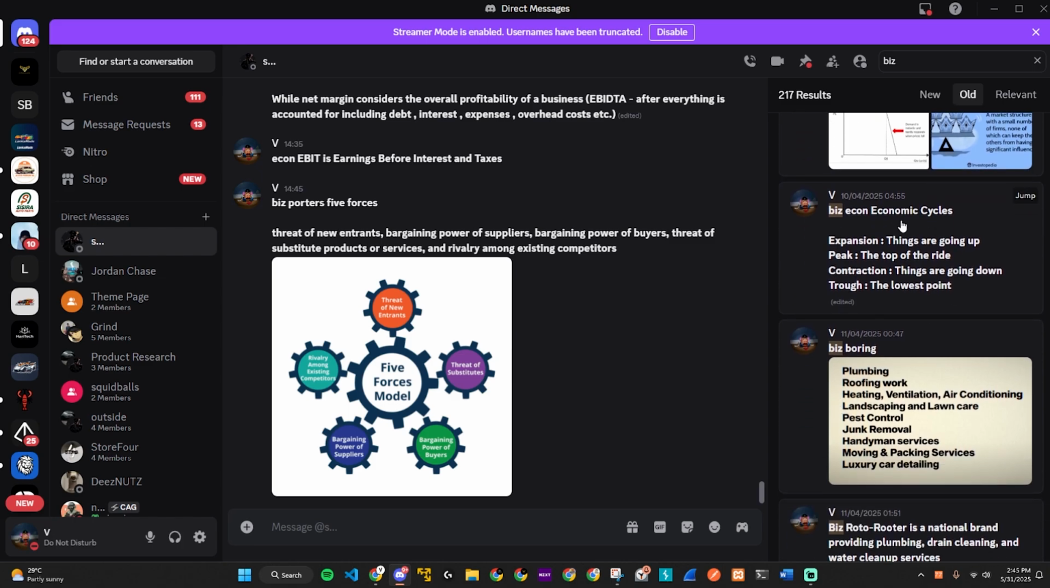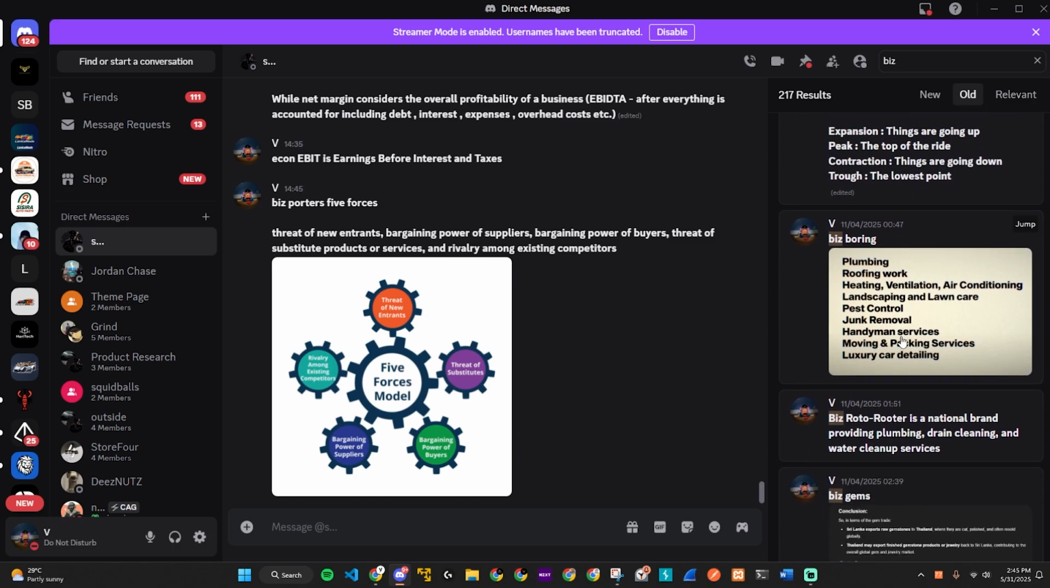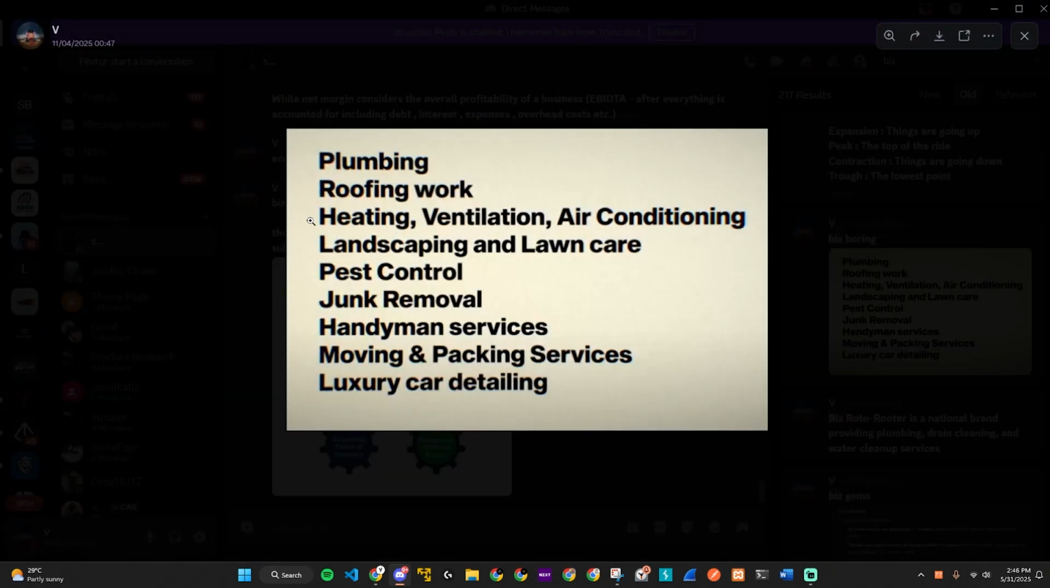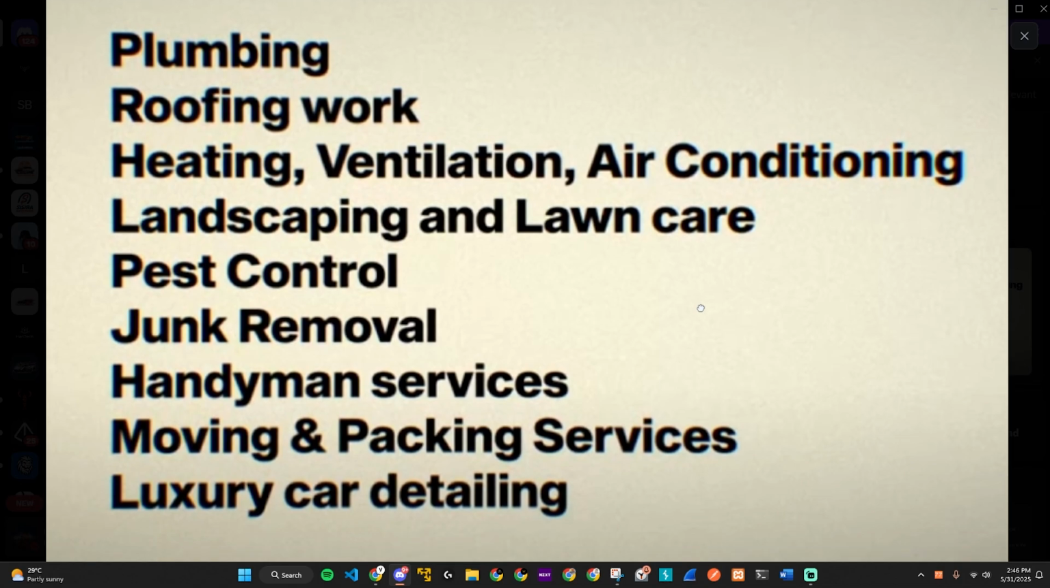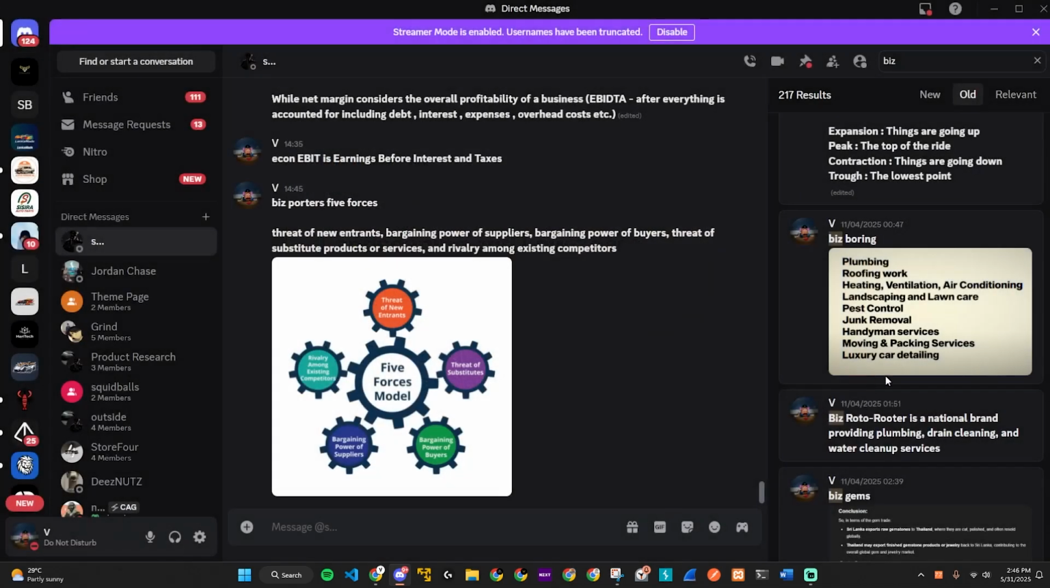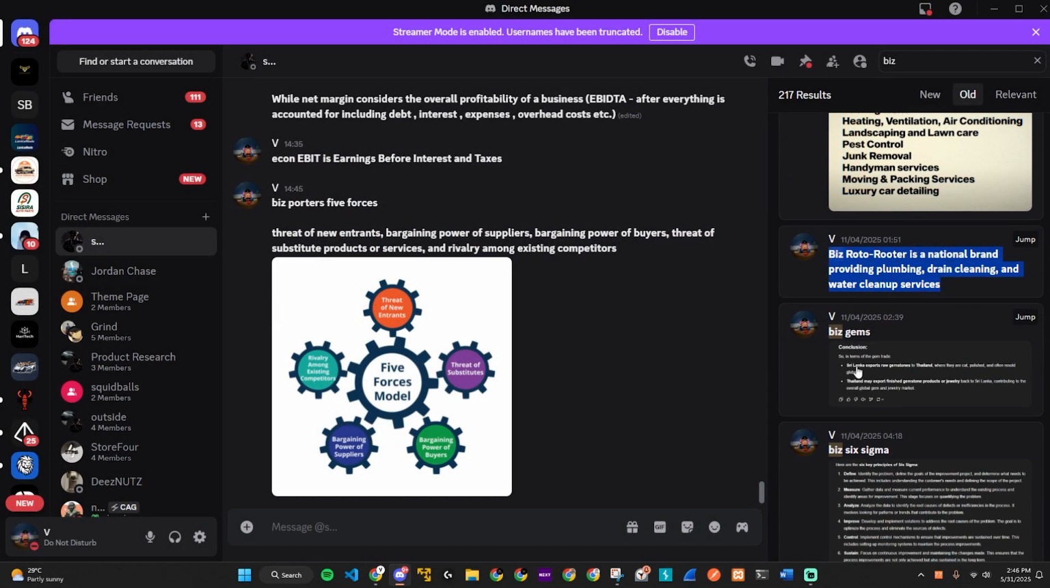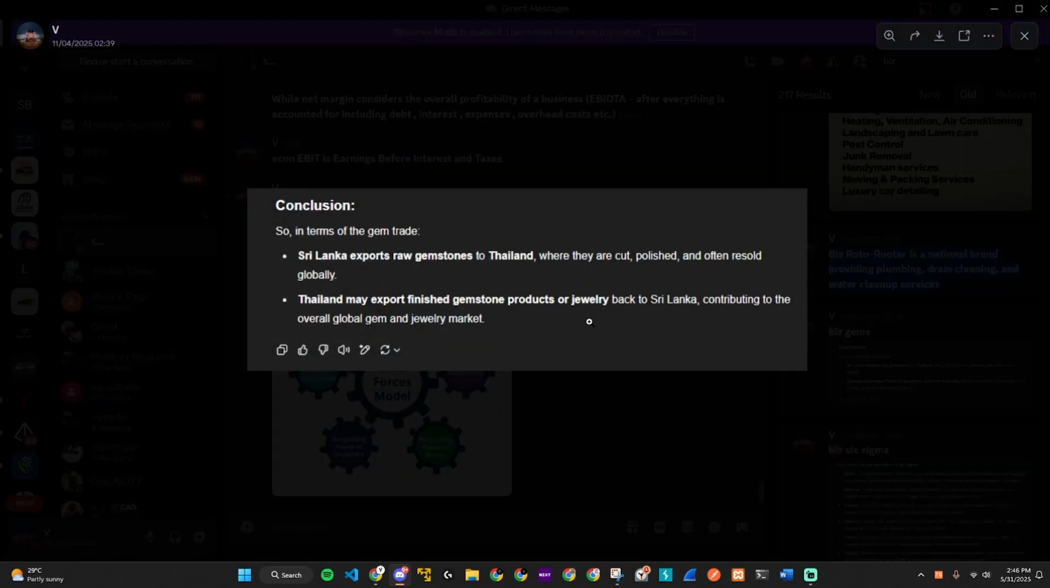So once again, economic cycles: expansions, when things are going up. Peak, the top. Contraction, things are going down. Trough, the lowest point. It's boring work that makes money. These are right here, if you want to take a look at it. And boring businesses, as you can see. And this is another thing.